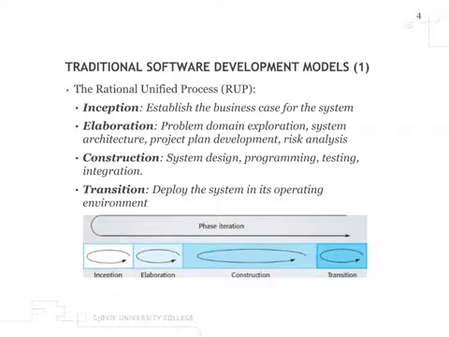You have the elaboration phase, where you do problem domain exploration and system architecture, so you model some information flow, you model your system components, you model your database. And you have maybe project plan development and risk analysis. You have the construction phase, where you do system design, programming, testing, integration, etc. And a transition phase, where you deploy the system in its operating environment. Here you operate in cycles, so you repeat these steps more than you do in the traditional waterfall model.